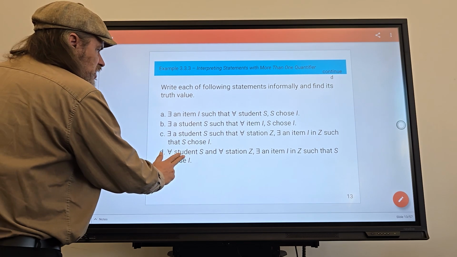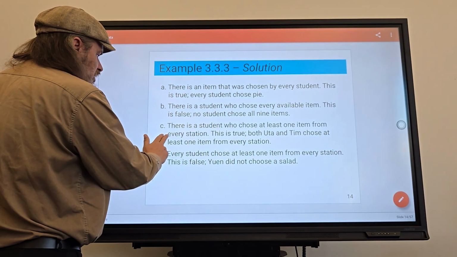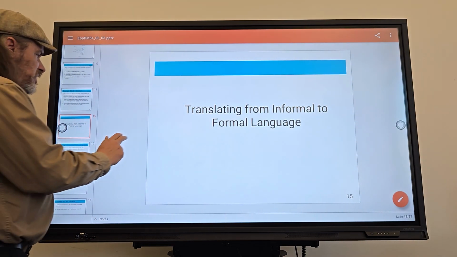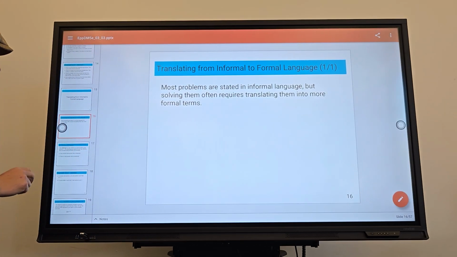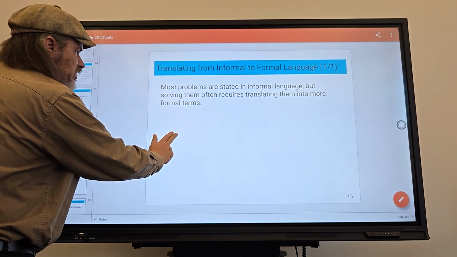So the solutions are here. And translating from informal to formal language. All right, let's see here. Most problems are stated in informal language, but solving them often requires translating them into more formal terms. Formal terms are more concrete and can be more easily manipulated. So translating them into formal language is an important skill.